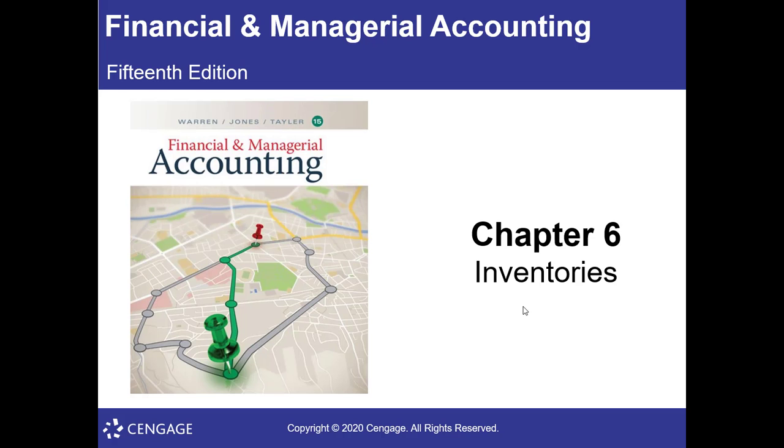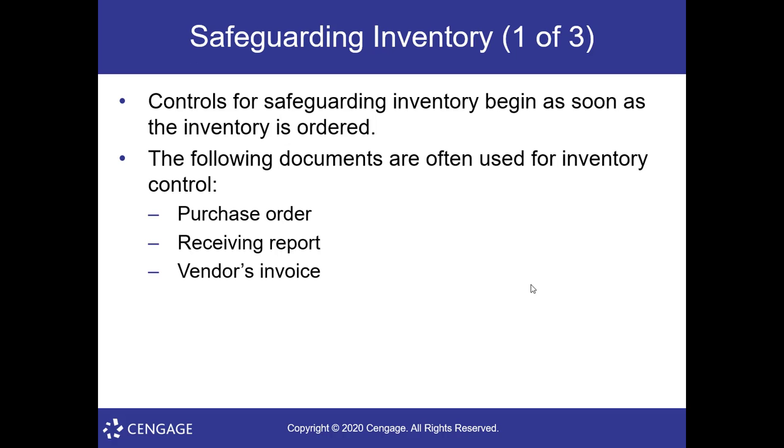Chapter 6, Inventories. So inventory often makes up one of the largest current assets that any business owns. And it is often also the one most susceptible to loss. So there are various controls that businesses use, one of which to control inventory is called the three-way match.